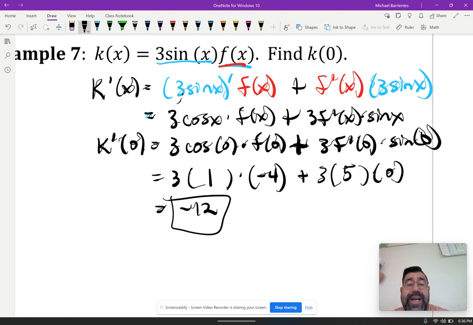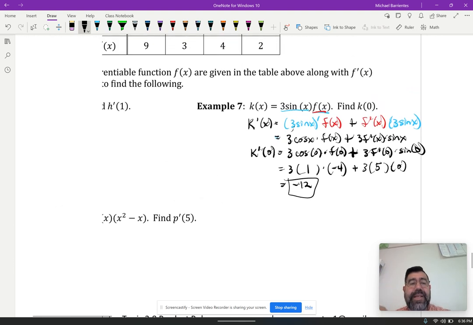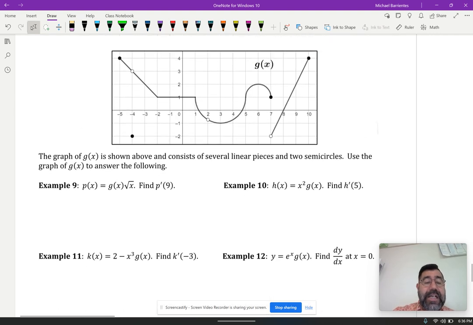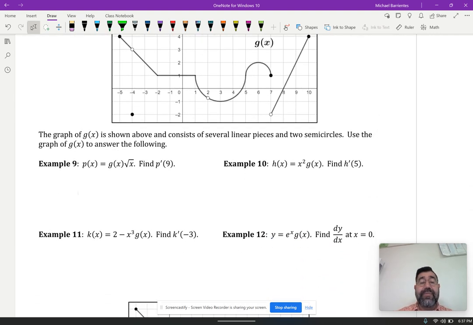I had to do the product rule because I was multiplying two different functions, 3 sine x times f of x. But even though I didn't know what f of x was, I was able to find the eventual values because they gave me a table here to use. And that's something that certainly I wouldn't put past them in trying to ask you to find derivatives that way. Another way they're going to ask you to find derivatives would be through a graph.